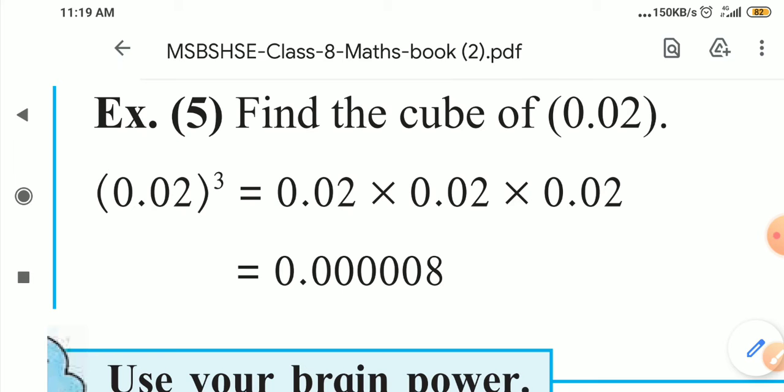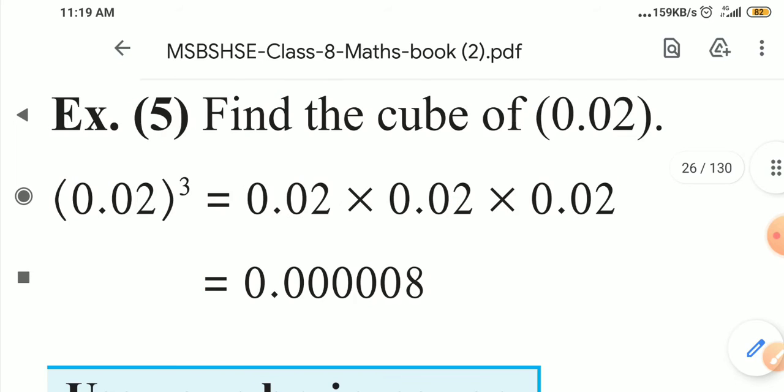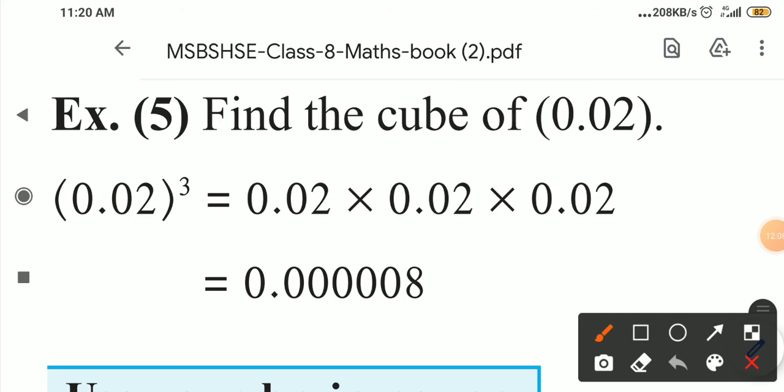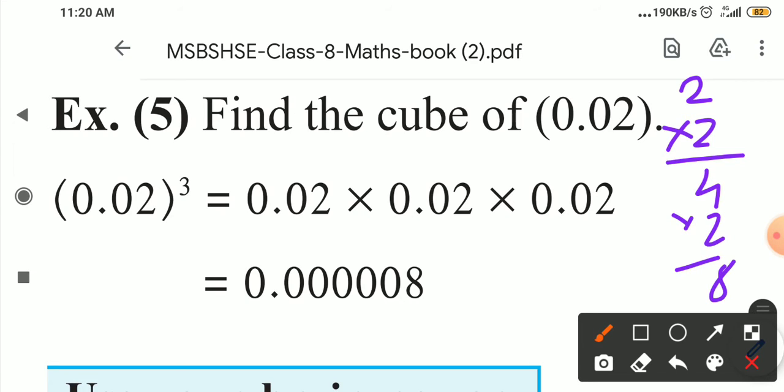0.02. This is also very easy. First, we have to do the multiplication of the numbers. Cube means how many times do we have to multiply? 3 times, right? So here 2 into 2 into 2. 2 2s are 4 and 4 2s are 8.